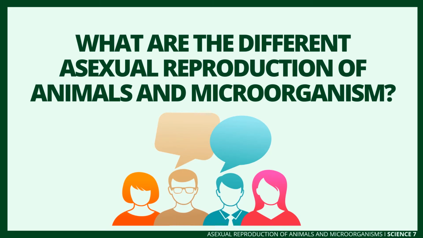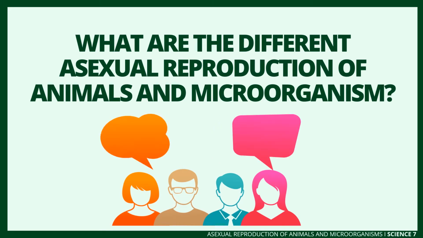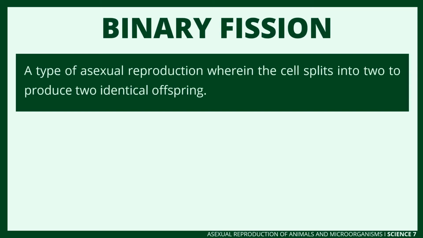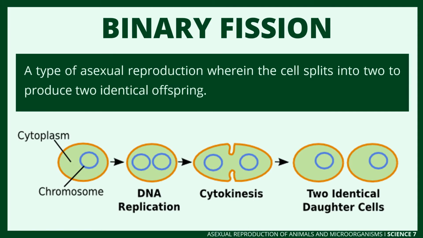What are the different asexual reproduction of animals and microorganisms? One of the types of asexual reproduction is binary fission. In binary fission, the parent organism splits into two and will form an offspring that is genetically identical to it. It duplicates its genetic material or DNA and then divides into two parts, with each new organism receiving one copy of DNA.